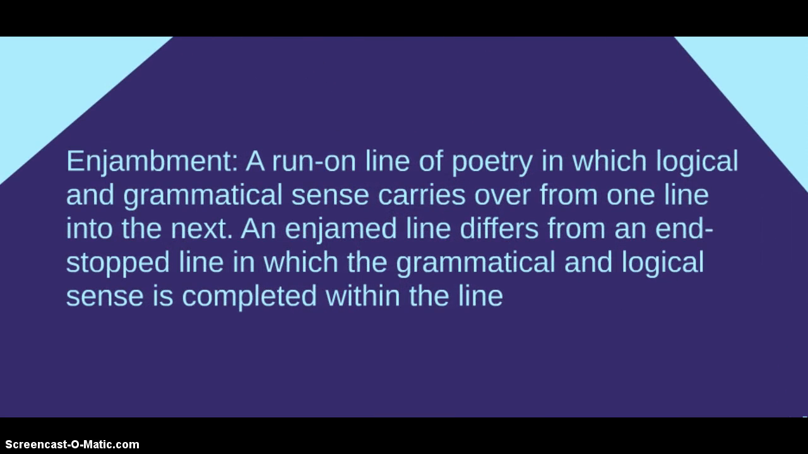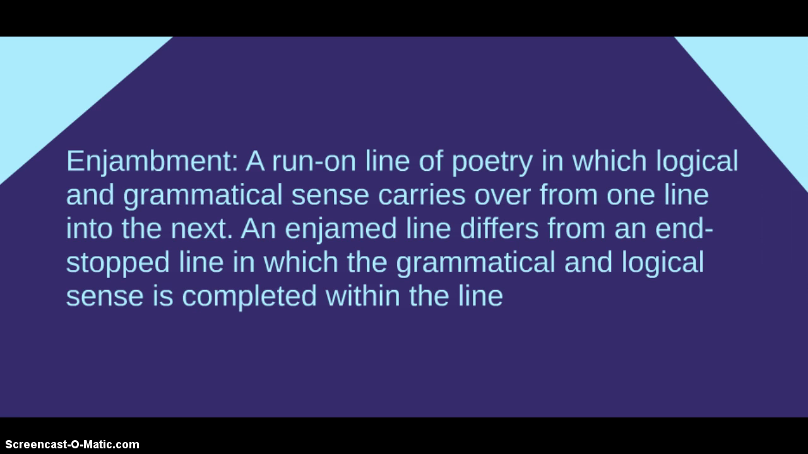The next one we're going to talk about is a little bit trickier. It's something called enjambment. Alright, the term is enjambment. So jam, like jelly, mint. Okay, enjambment is a run-on line of poetry in which logical and grammatical sense carries over from one line into the next. An enjambed line differs from an end-stopped line in which the grammatical and logical sense is completed within the line. Okay, that's a really wordy definition, so let me sum it up for you. Enjambment is when in a poem, the whole sentence, so the beginning of the sentence all the way to the period at the end, goes for more than one line of the poem.